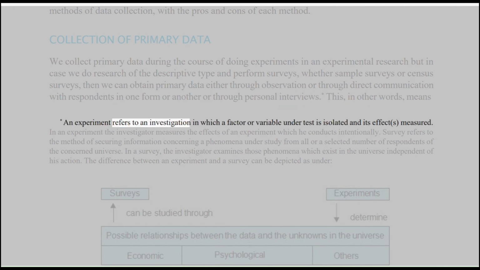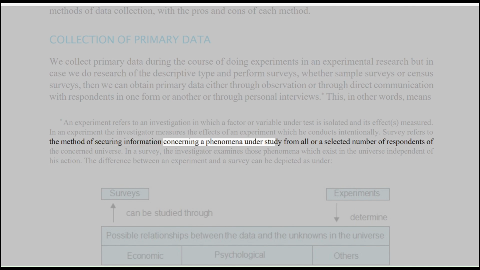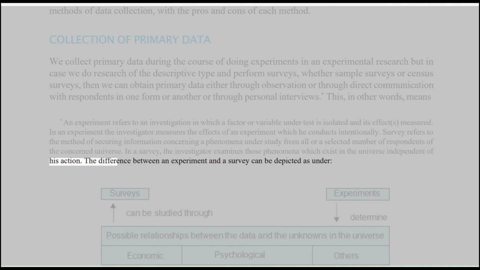An experiment refers to an investigation in which a factor or variable under test is isolated and its effects measured. In an experiment, the investigator measures the effects of an experiment which he conducts intentionally. Survey refers to the method of securing information concerning a phenomena under study from all or a selected number of respondents of the concerned universe. In a survey, the investigator examines those phenomena which exist in the universe independent of his action.